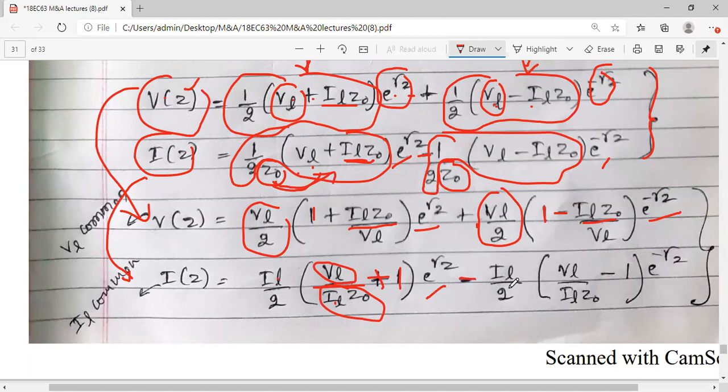Take IL common, IL by 2. First term will become VL as it is. Z naught is multiplied inside and IL you don't have, so divided by Z naught into IL. Okay, this is your first term minus IL gets cancelled. IL is common and Z naught gets cancelled. You'll get 1 and exponential term as it is. Hope you understood these two, taking VL common, IL common. After this, let's see how I can reduce further.